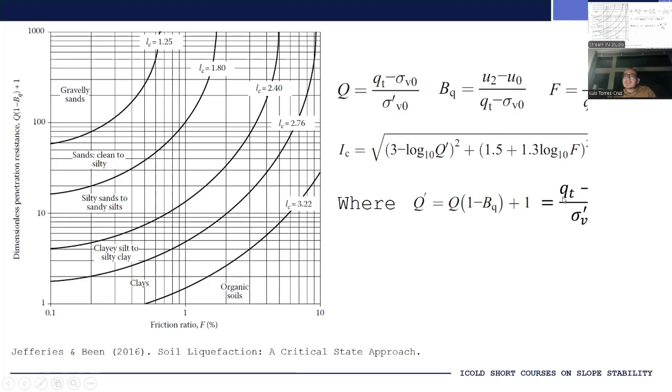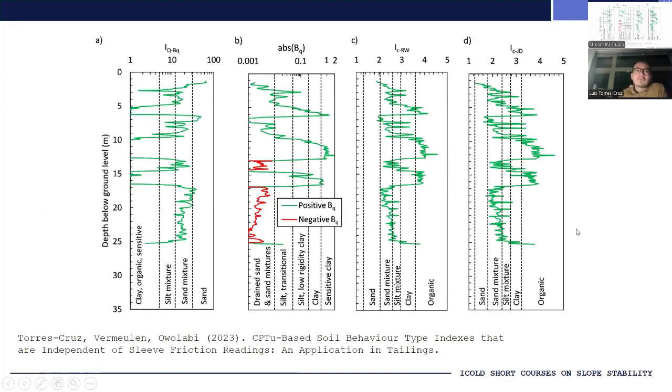So this is essentially a normalized effective tip resistance. And I say effective tip resistance because it is the tip resistance minus the pore water pressure. By the way, my apologies, there should be a subindex here, u sub 2. So this is the tip resistance minus u sub 2, that's the dynamic pore water pressure measured at the shoulder, divided by the vertical effective stress.